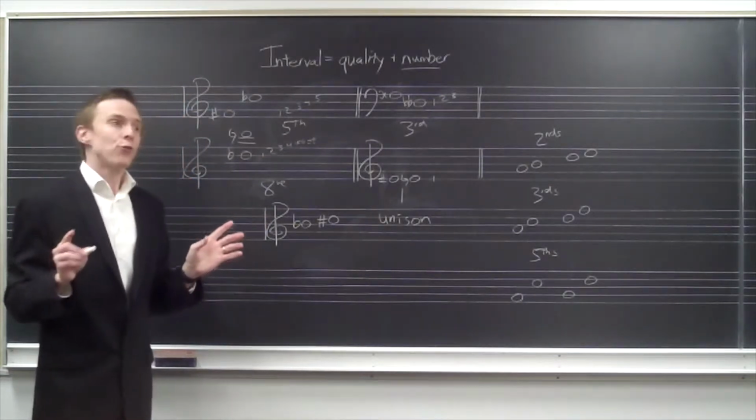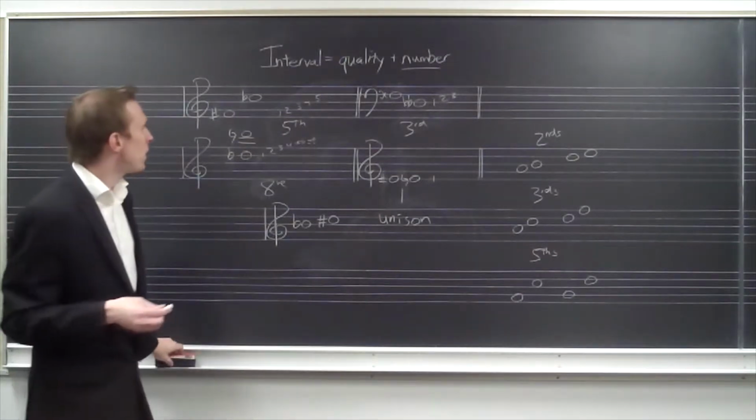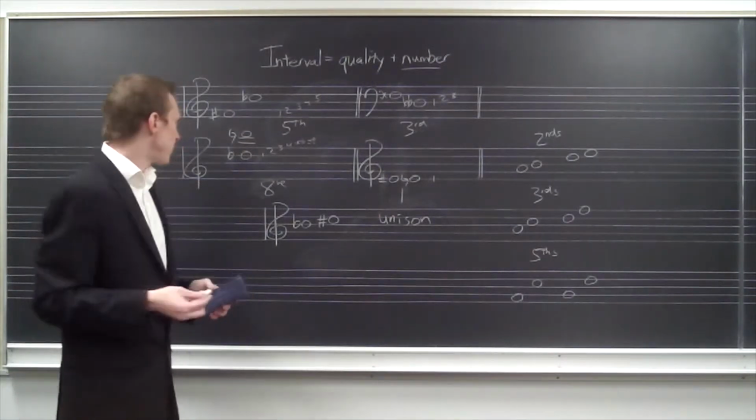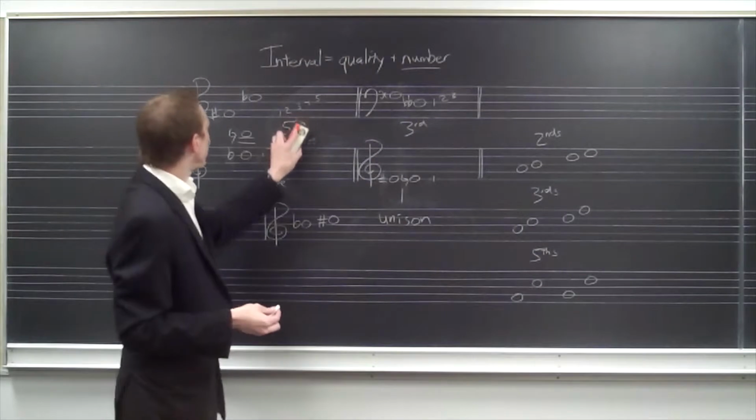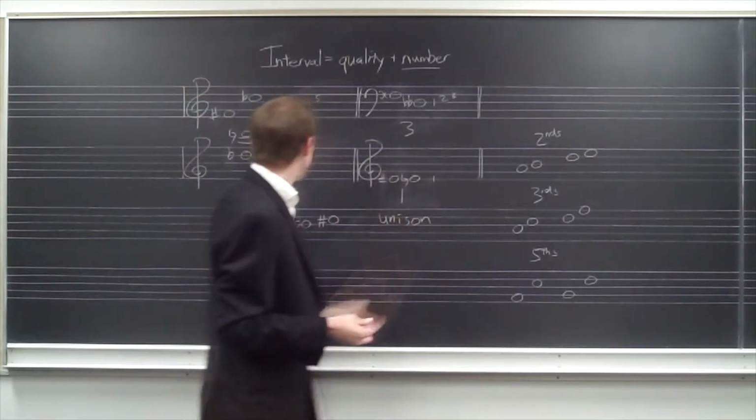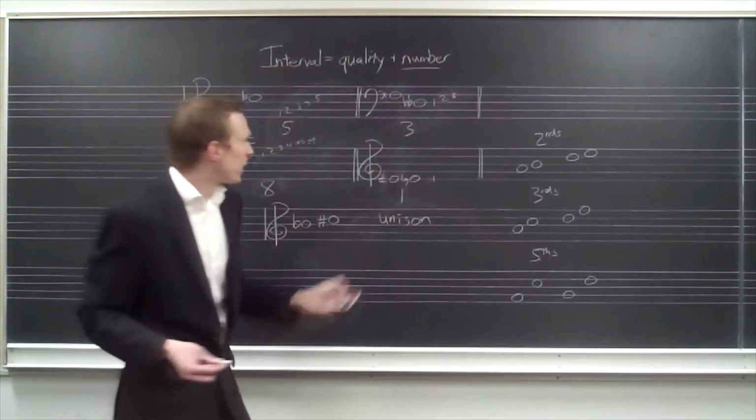Now a tiny bit of housekeeping here. It's totally fine when you are labeling intervals with their number to drop the TH, drop the RD, drop the VE, and certainly you don't have to write out the word unison.